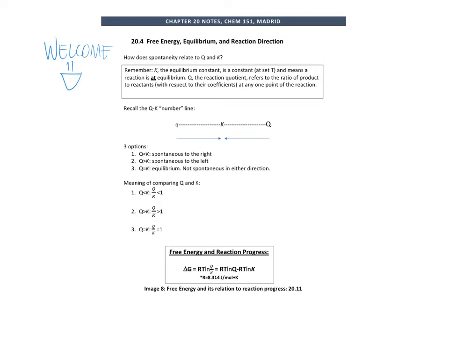All right, so the focus of this chapter is all about free energy, which you know as delta G, equilibrium, and reaction direction. And so how are we going to determine reaction direction of a specific reaction, and if a reaction is at equilibrium or if it's going to go to the left spontaneously or to the right spontaneously? And the way that we do that is by comparing Q and K.